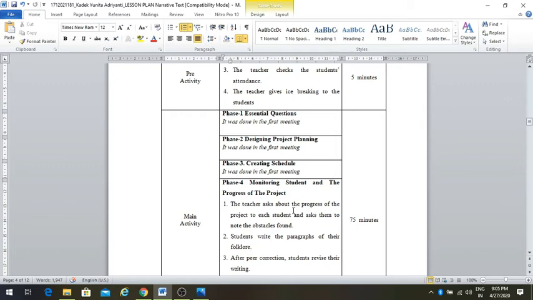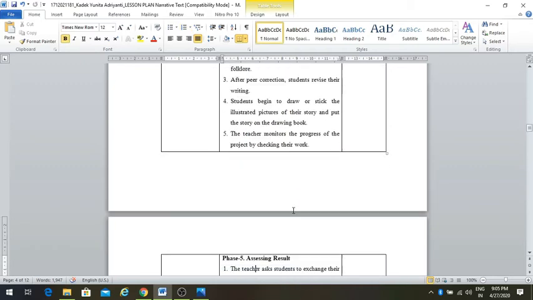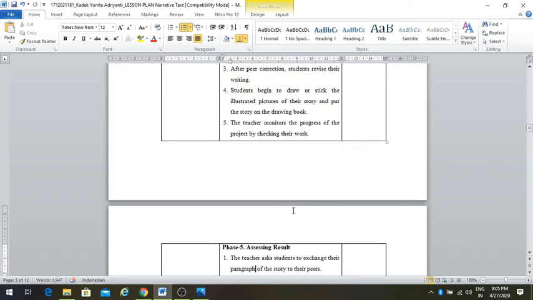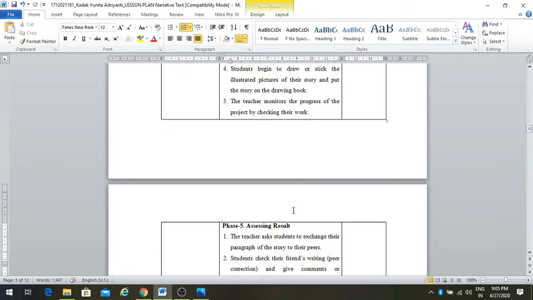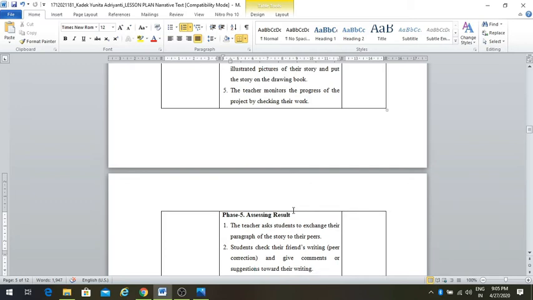And then students write the paragraph of their folklore. So, in the second meeting, students continue writing the story. After that, we move to the fifth phase, which is assessing result. The teacher asks students to exchange their paragraph of the story to their peers. And then students check their friends' writing, or peer correction, and give comments or suggestions toward their writing.